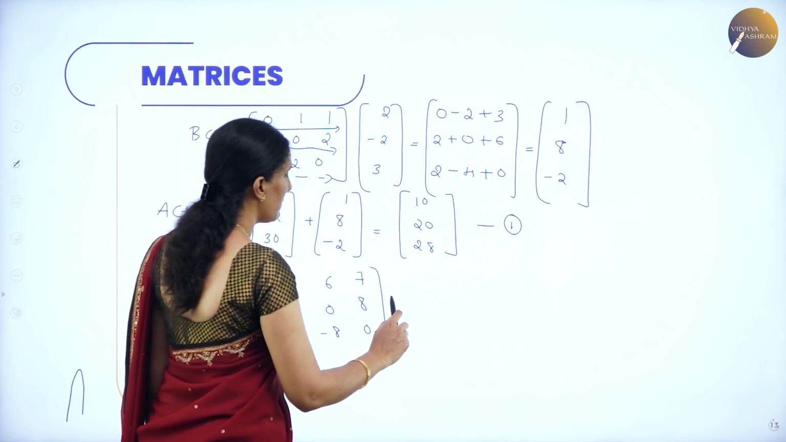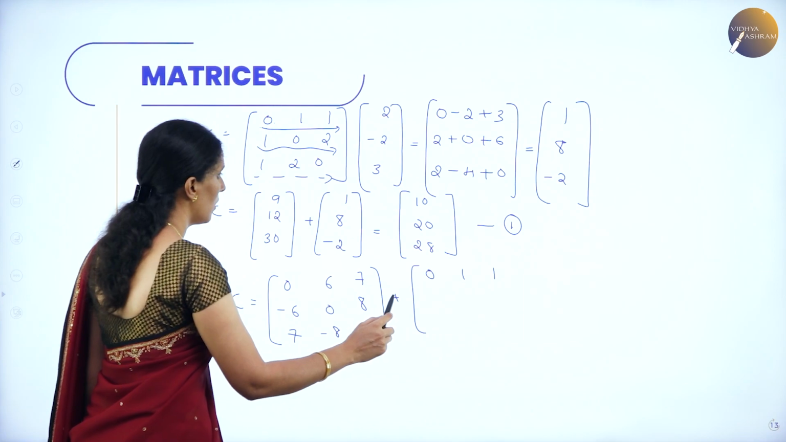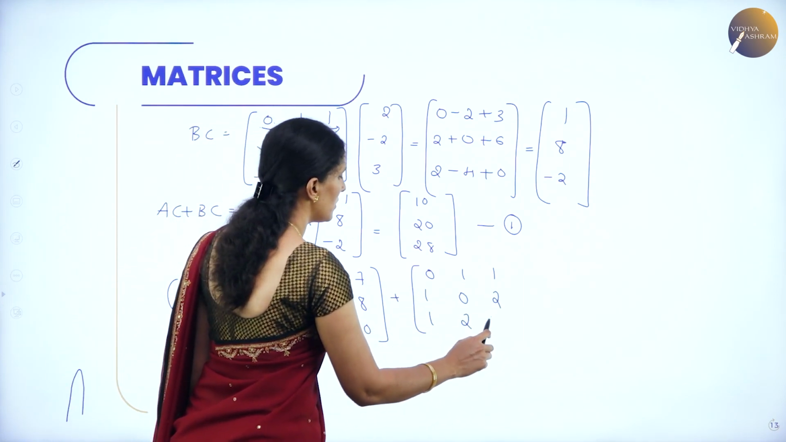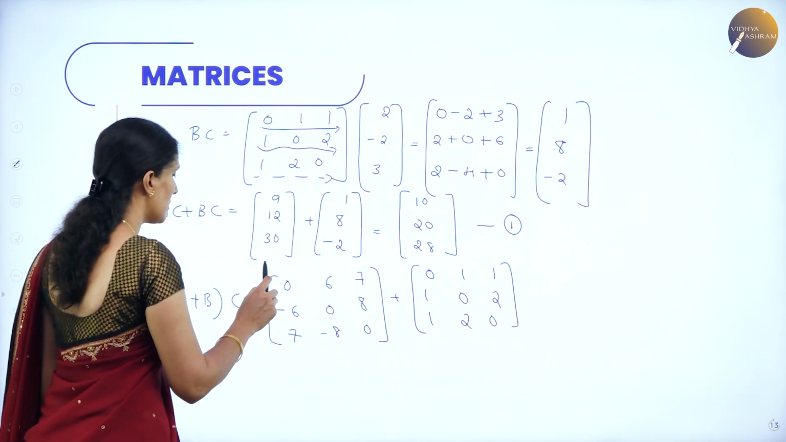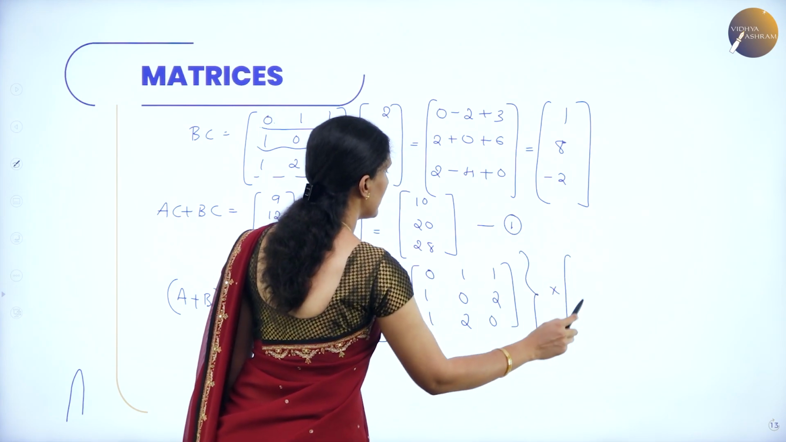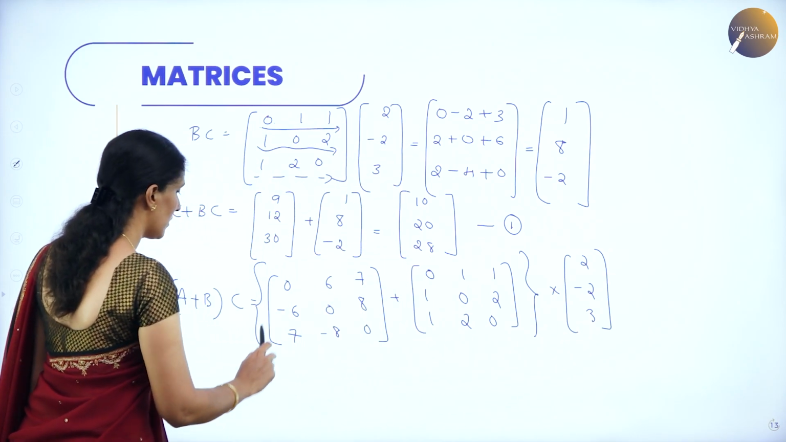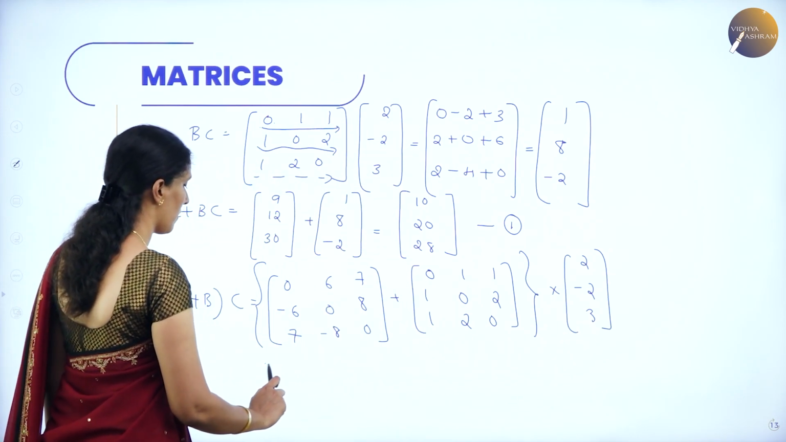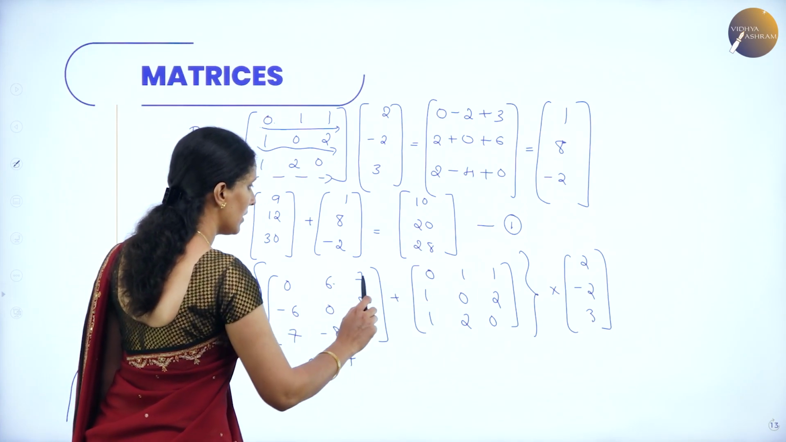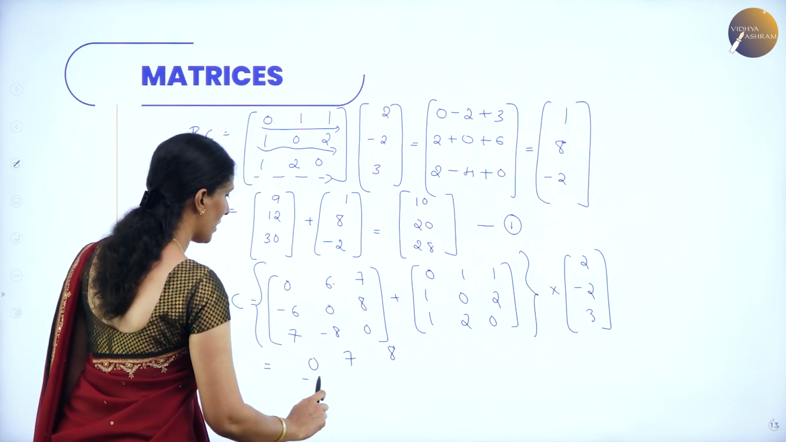Then let's take B. So B is 0, 1, 1, 1, 0, 2, 1, 2, 0. So this is into C. So C is here 2, minus 2, 3. Let's add this. So A plus B. 0 plus 0, 0. 6 plus 1, 7. 7 plus 1, 8. Now here we have minus 6 plus 1, minus 5.